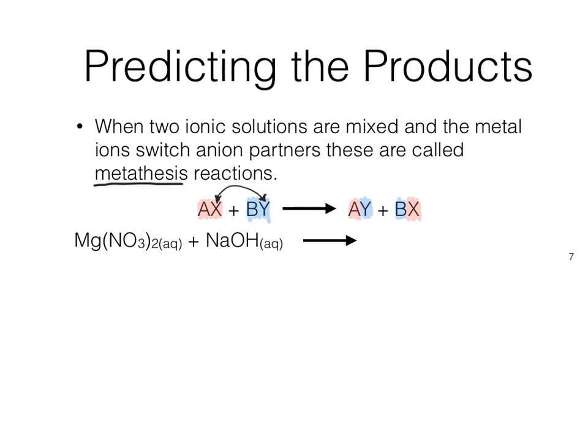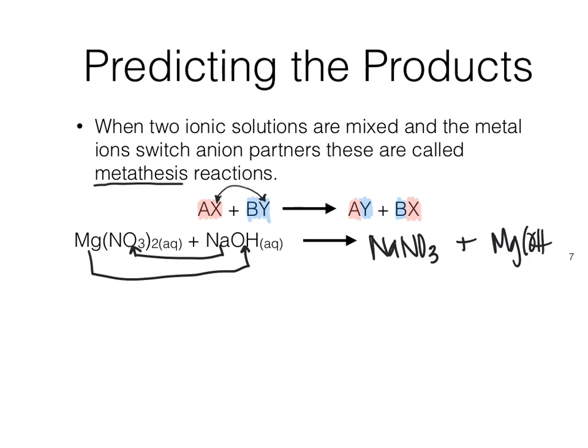So for this reaction, magnesium nitrate plus sodium hydroxide, if we want to think about what the product is, we know that the magnesium is going to interact with hydroxide and the sodium with nitrate. So we're going to have sodium nitrate plus magnesium hydroxide. We do need to make sure our equation is balanced. It turns out we need a 2 here and a 2 here in order to balance the hydroxides, the nitrates, and then the sodiums.